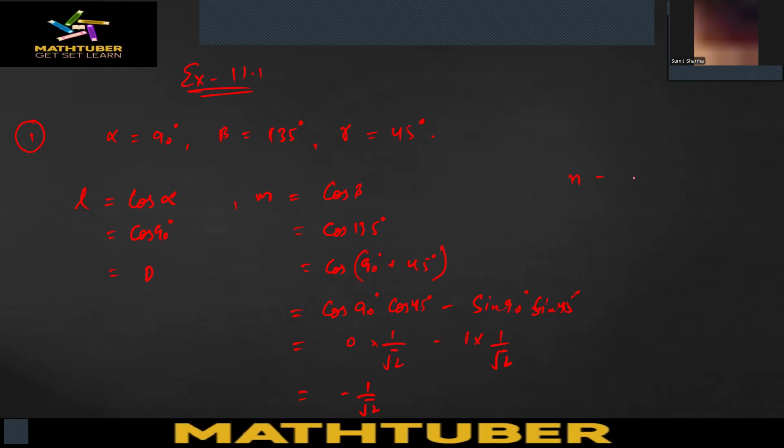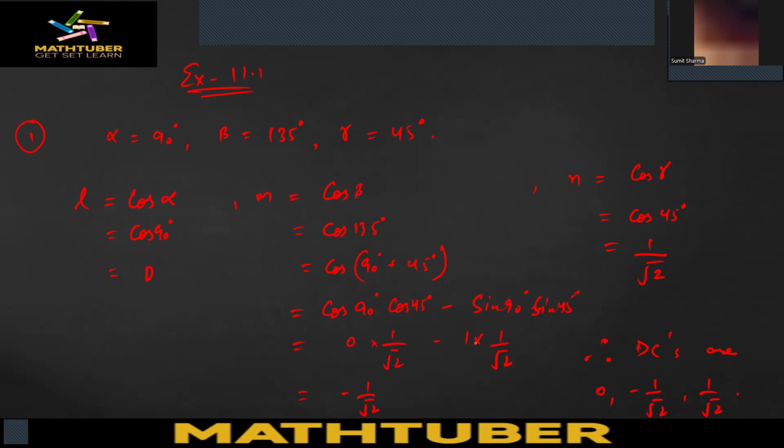Similarly, the value of n is cos gamma, that is cos 45 degrees, and we already know it is 1 upon root 2. So these are the values of l, m, and n, the direction cosines we wanted to find. So you can write at the last, therefore, direction cosines are 0, minus 1 upon root 2, and 1 upon root 2.